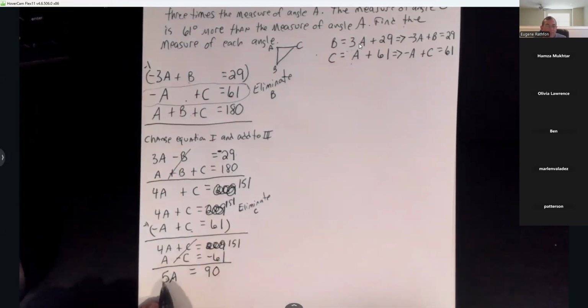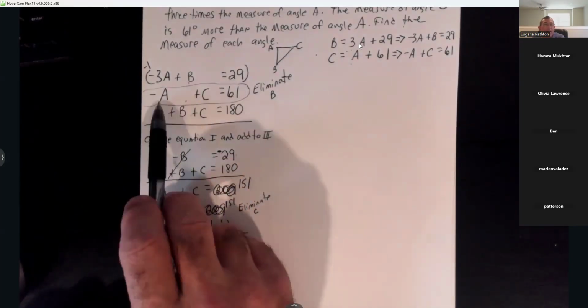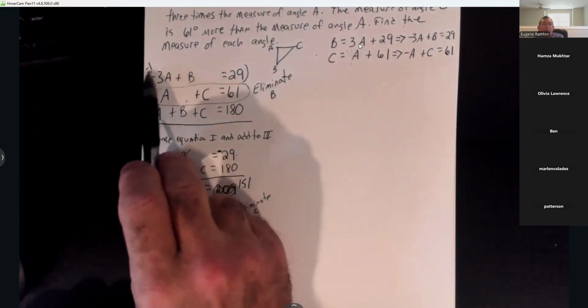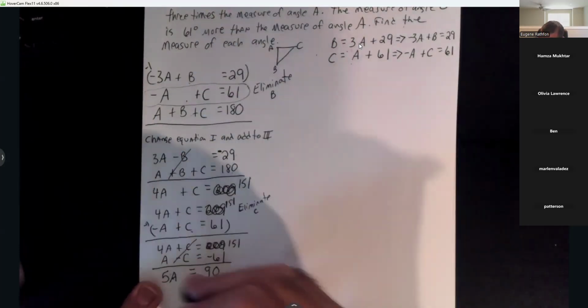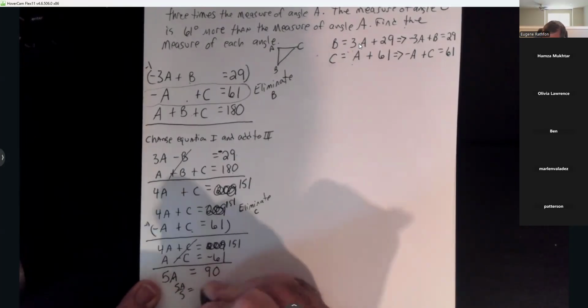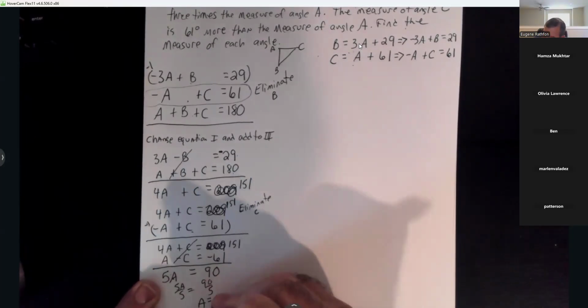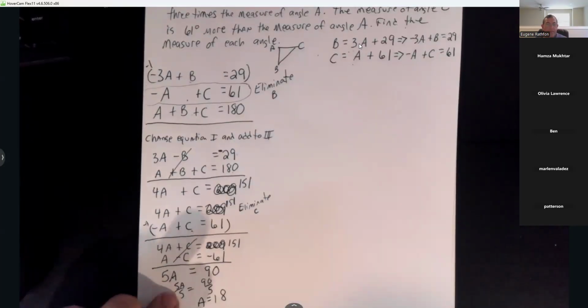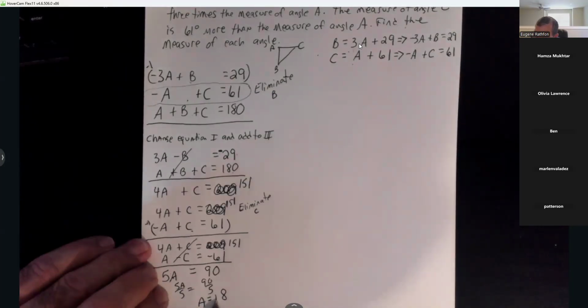So y'all knew when my 5 wasn't going to divide, somewhere I had a mistake, and it was right here. I didn't distribute my -1 all the way across the K. All right, y'all, divide both of them by 5. And A equaled 18. Good job. Okay, so I know A is 18.